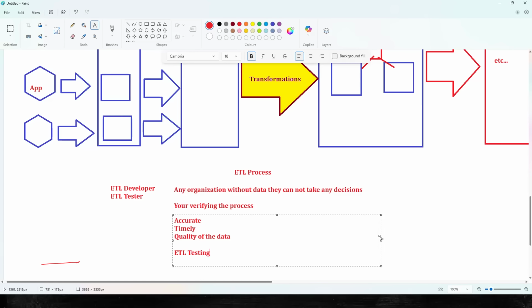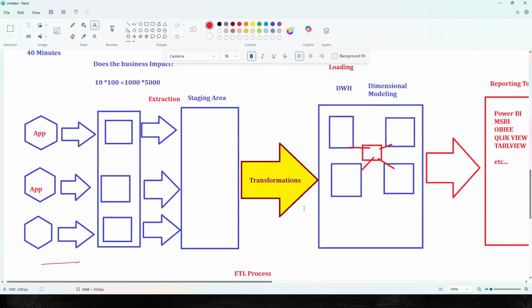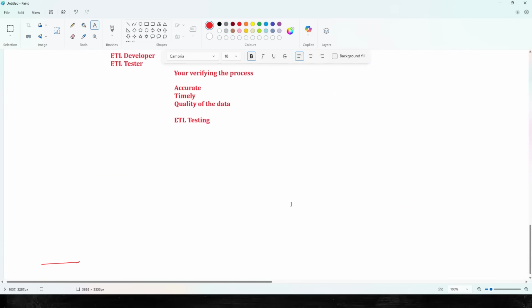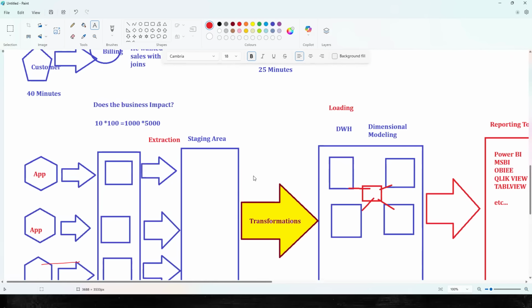So finally, we are going ahead and we are going to verify each and everything as part of the process. That is where this particular role comes into the picture. Now, as part of the ETL, what are the test cases which we are going to build? Help me out, guys.